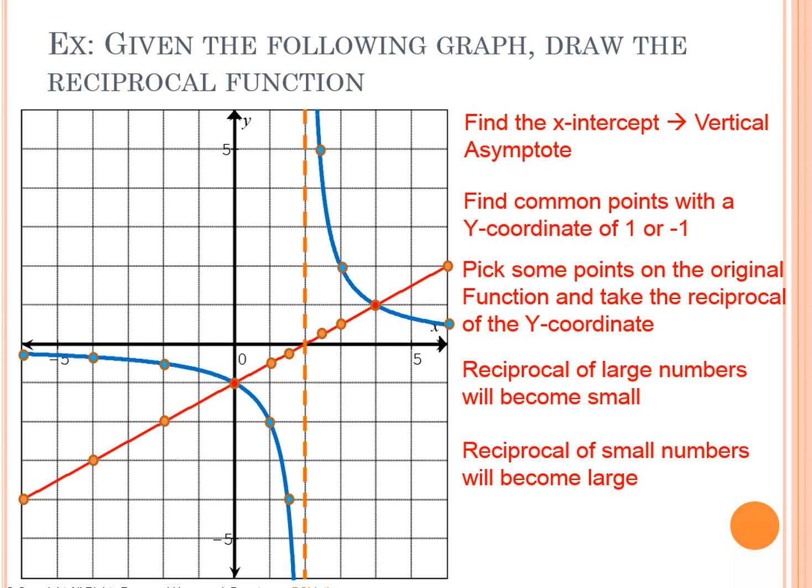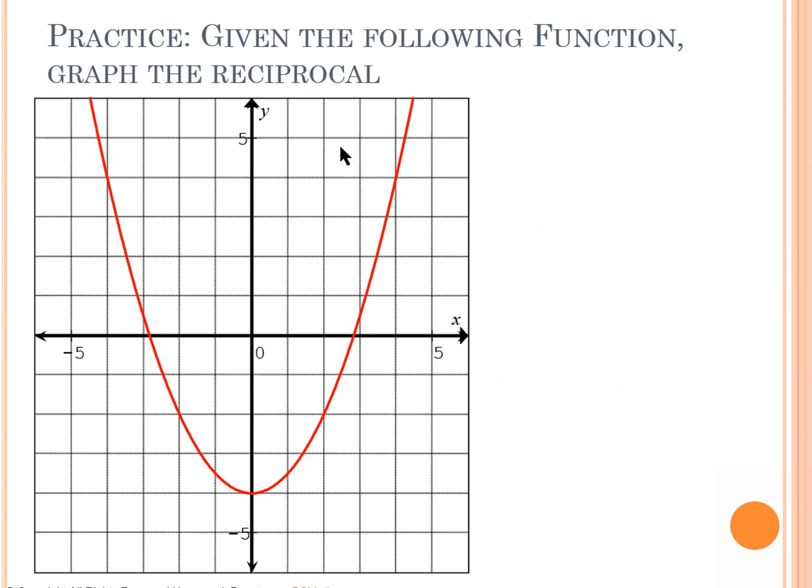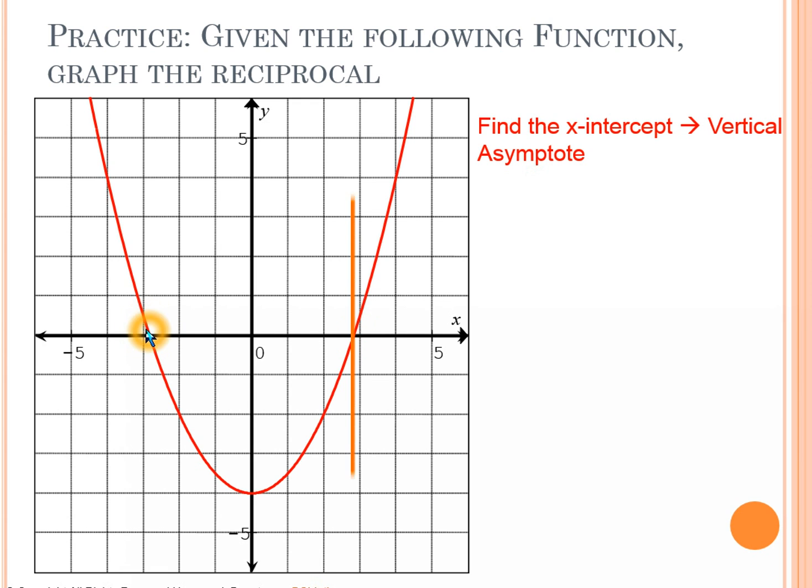All right, let's take a look at another example. Practice, given the following function, graph the reciprocal. All right, so for this graph right here, I have a parabola. And we want to follow the same steps from the previous problem. The first step is find the x-intercept. Whenever you find the x-intercept for the original function, its reciprocal will have a vertical asymptote at the x-intercept. So my x-intercept is about here and there. That's when the graph has a y value of 0. So in this case, I'll have 2 vertical asymptotes.